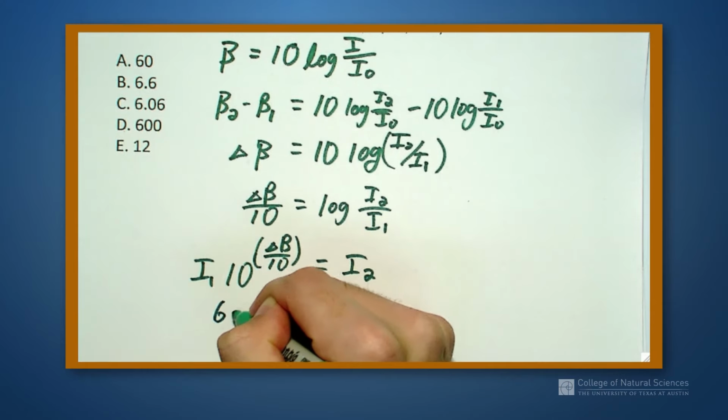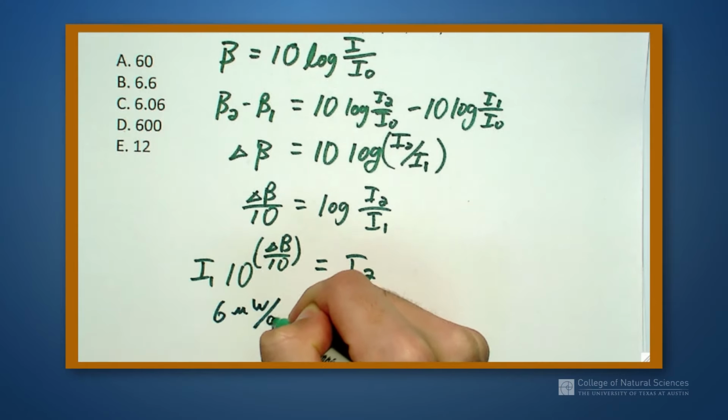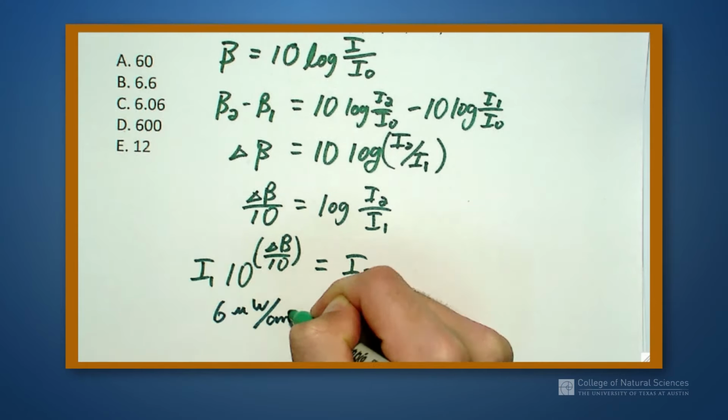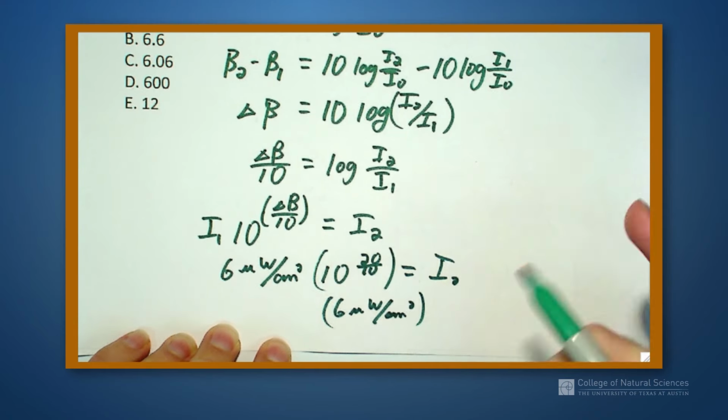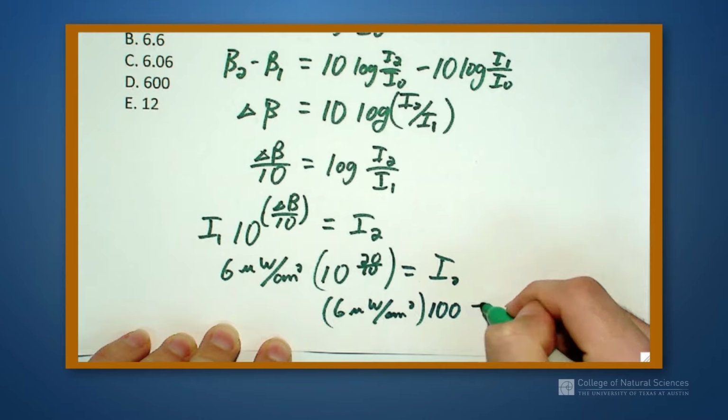So I have 6 microwatts per centimeter squared times 10 to the delta beta over 10. Well, delta beta is 20 decibels, so 20 decibels over 10. And this is going to be I2, which is the same as 6 microwatts per centimeter squared times, well, 10 to the 20 over 10 is 10 to the 2, which is just raising by a factor of 100.